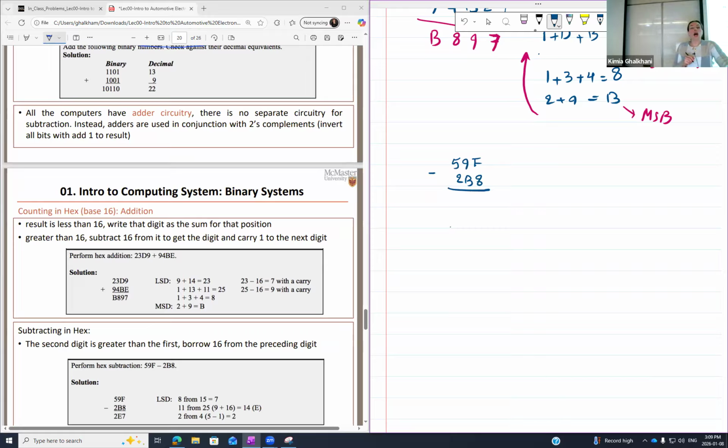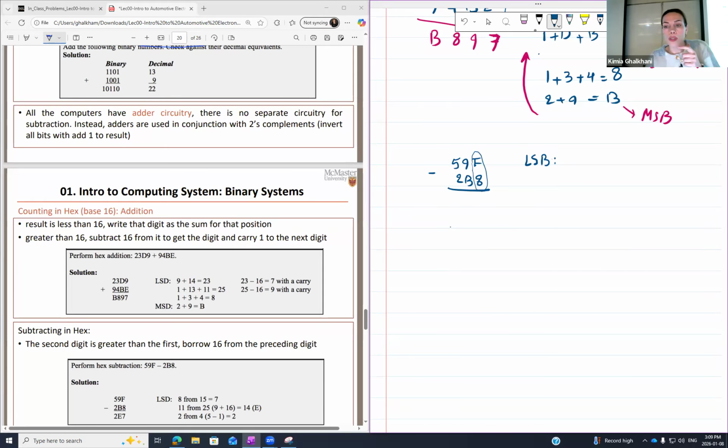This time, instead of subtracting 16, anytime the second digit is greater than the first digit, I have to borrow 16. I don't subtract 16 for subtraction. I borrow 16. So suppose I'm going to start from here again. Everything in here is going to be my least significant bit. I'm going to say 8.